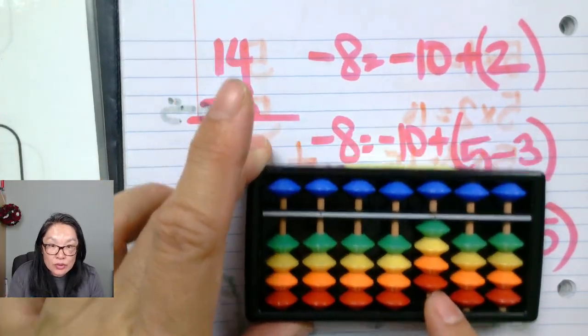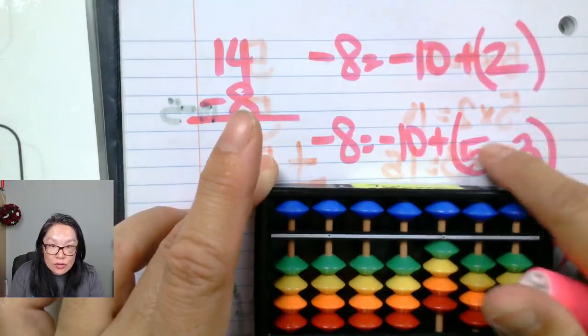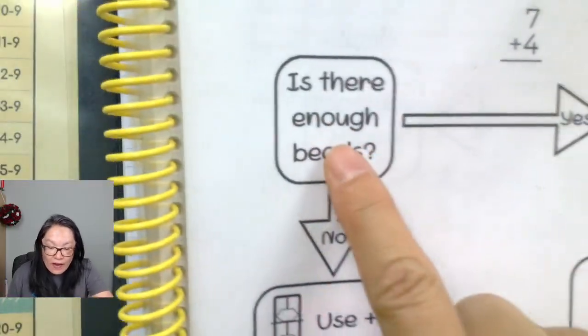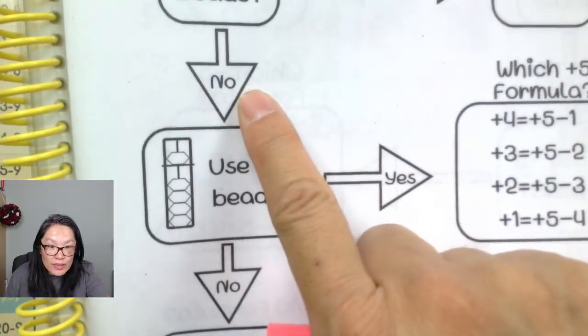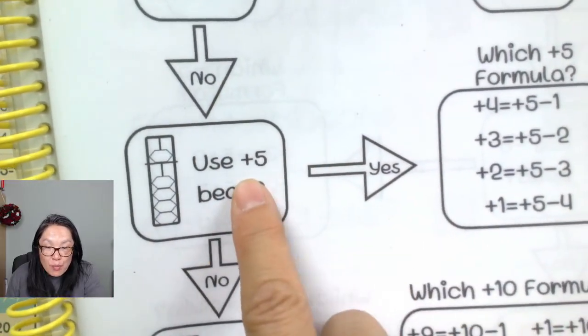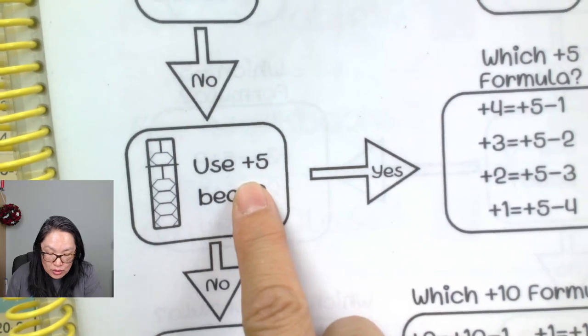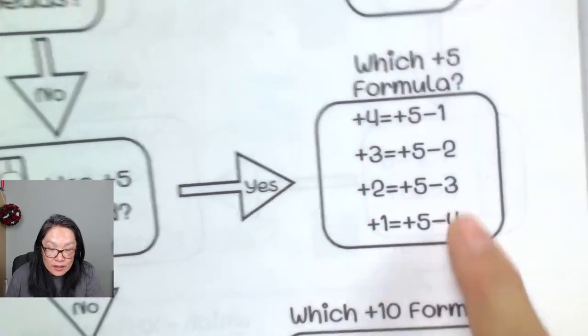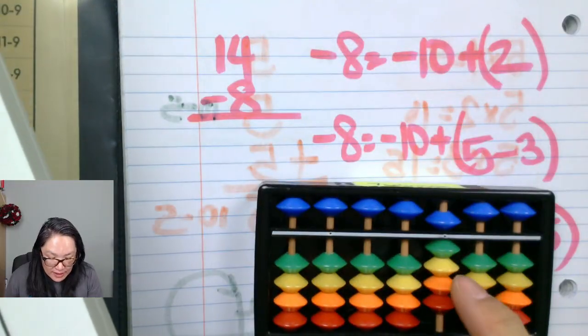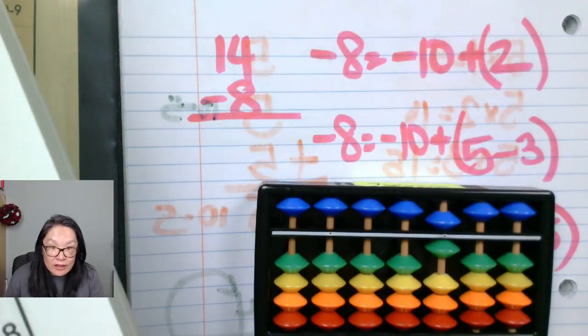Cannot plus the 2. So I have this 2, right? Do I have enough beads to add the 2? No. I got to go here. Because I don't have enough beads, what is it? Plus the 2 is plus the 5 minus the 3. So I'm going to plus the 5 minus the 3. So my final answer is 6.